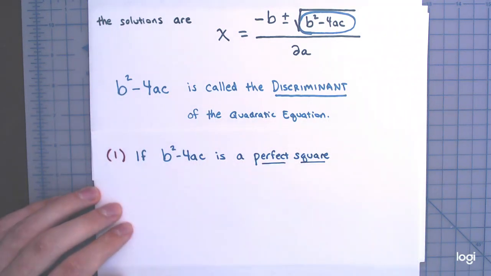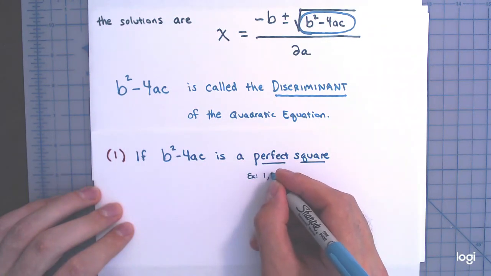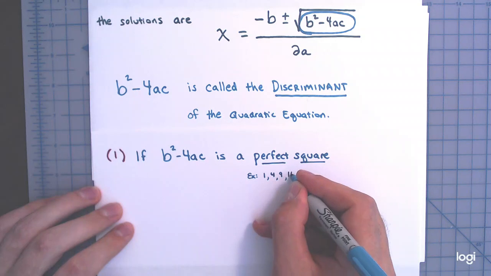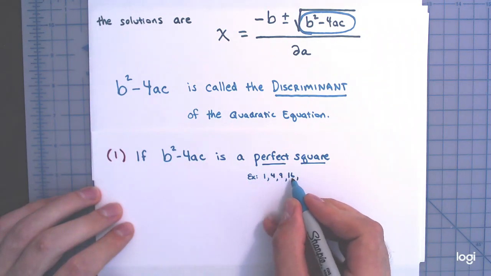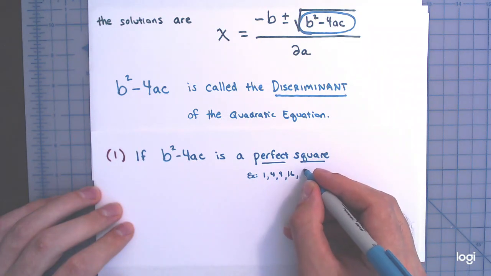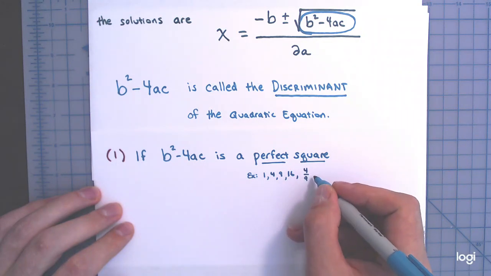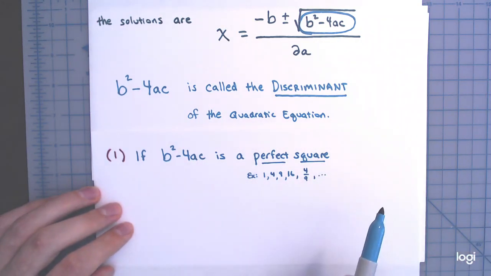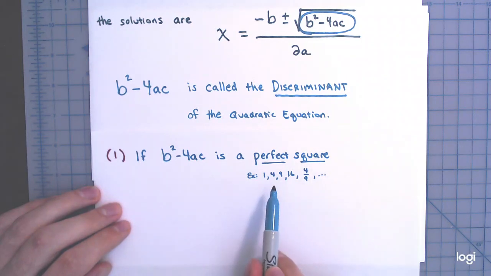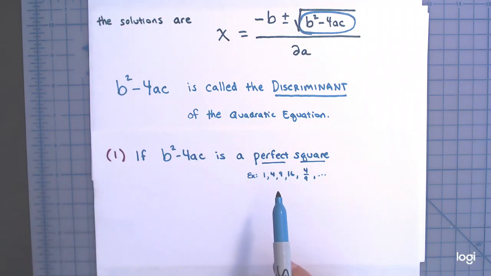remember, perfect squares were, for example, 1, 4, 9, 16, 1 squared, 2 squared, 3 squared, 4 squared, and maybe even a fraction that's squared, maybe 4/9, that's 2/3 squared, etc. And notice how they're all non-negative. Anytime you take a perfect square, a rational number squared, so you take any rational number and square it, it's going to be non-negative.